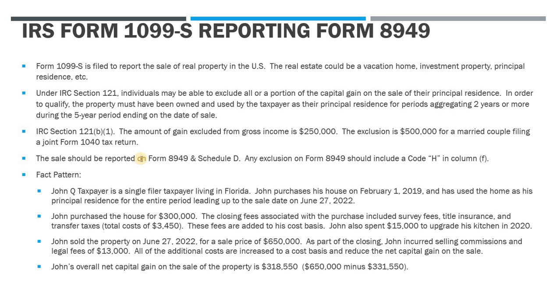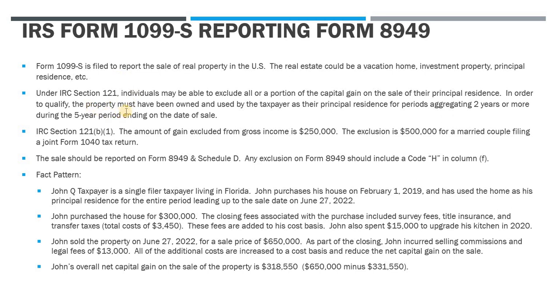So 1099-Ss are filed when you sell real property in the United States. So if there's a broker, a lawyer, whoever is basically concluding the transaction on behalf of the buyer and the seller, they're responsible for preparing the 1099-S and sending it to not only the IRS, but a copy is provided to the seller, right? So this applies to all real estate, right? So it could be single-family residential homes, commercial property, a vacation home, investment property, your principal residence, whatever it might be. If it's real property, the 1099-S is generally filed.